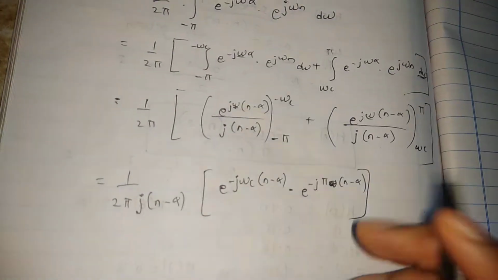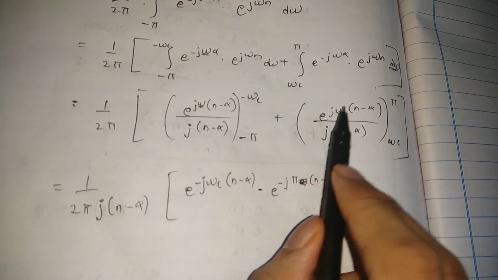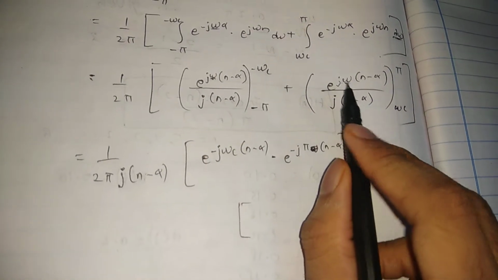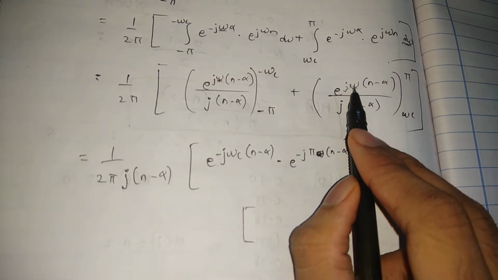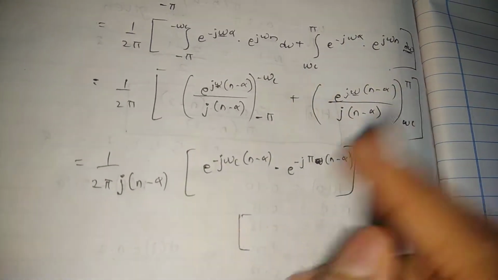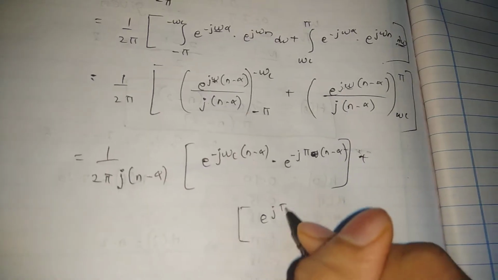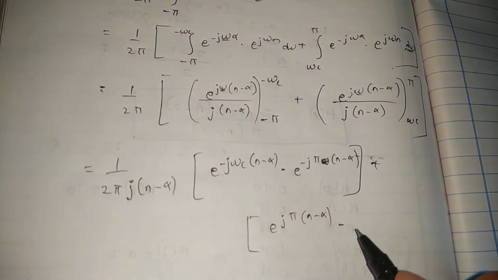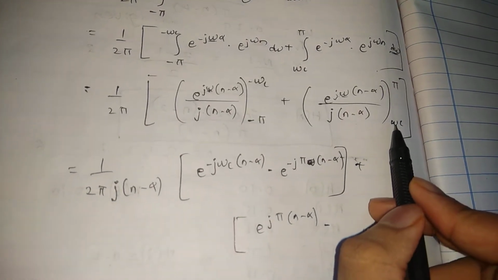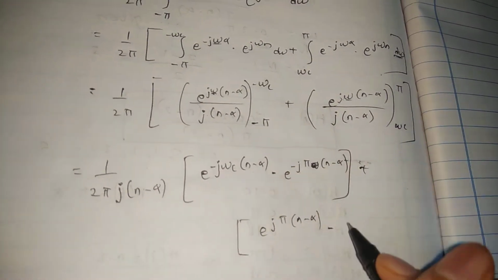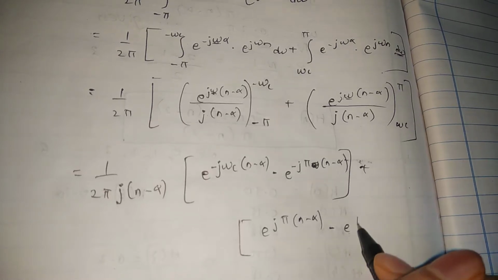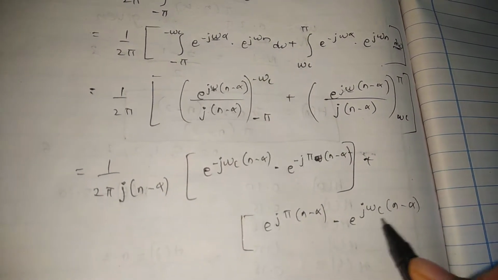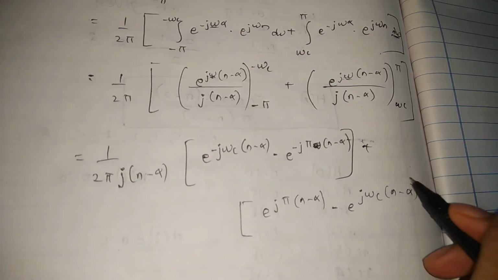Now addition we want to do for this term, so I'm writing it below. Remember this: e raised to j, in place of omega substitute the upper limit pi, so I will write e raised to j pi (n minus alpha). Upper limit minus, I will write the minus sign. Now the lower limit, substitute omega c in place of omega here: e raised to j omega c (n minus alpha). Done with this.